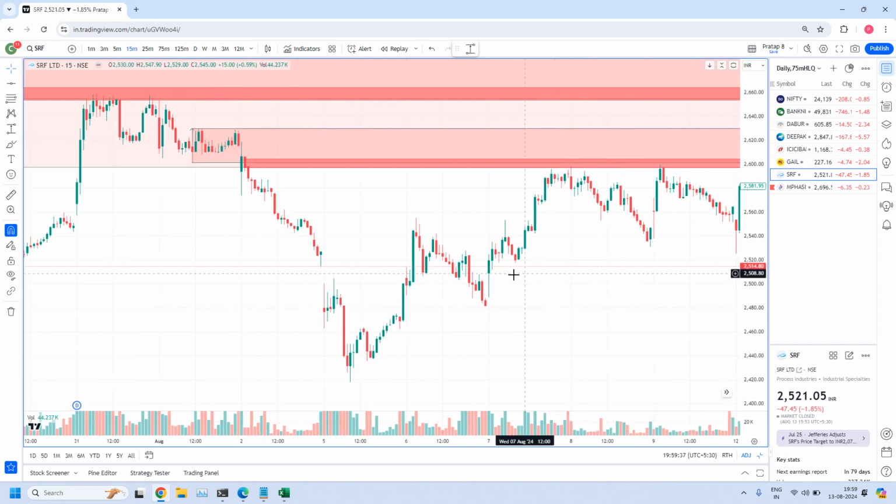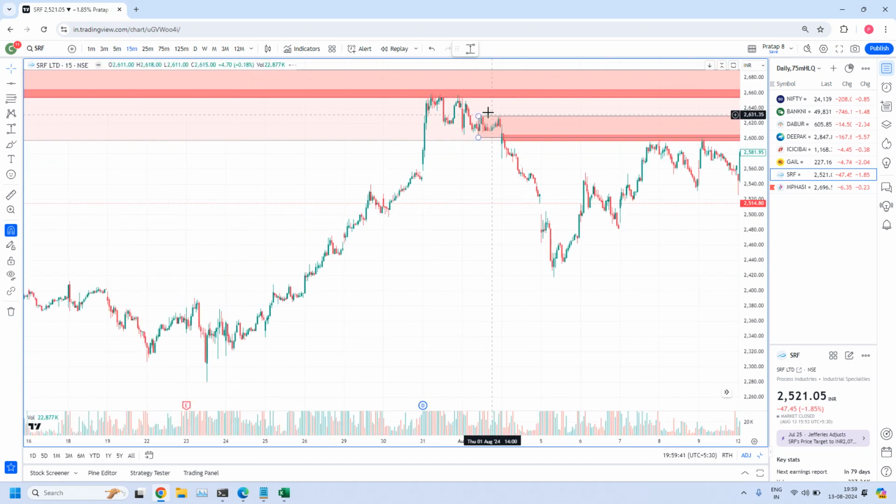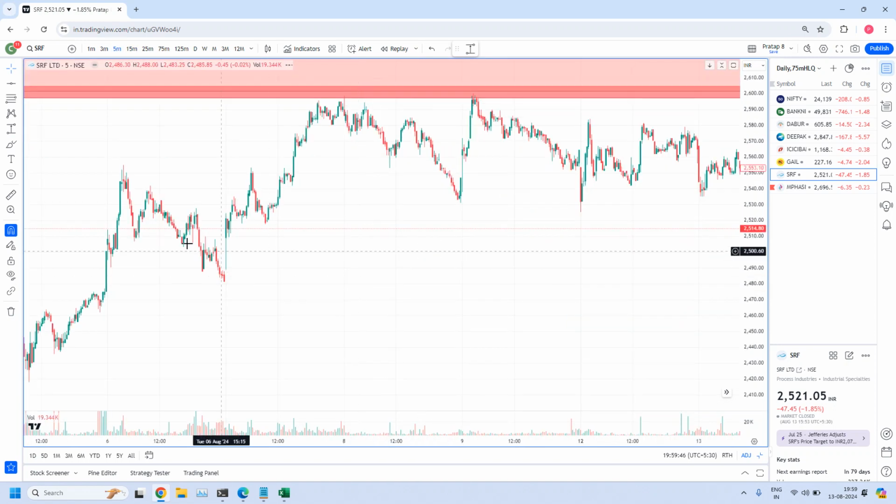But why is it holding the prices? The reason is the 5 minutes high liquidity zones in both the 75 minutes areas. Let me go to the 5 minutes time frame.